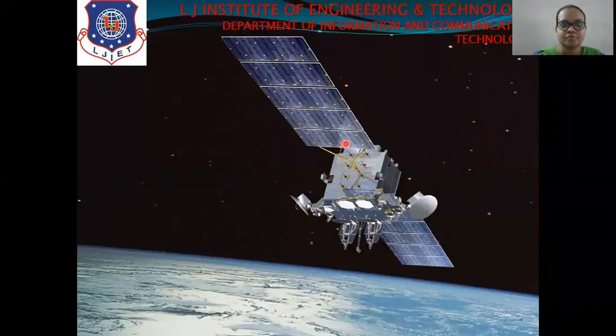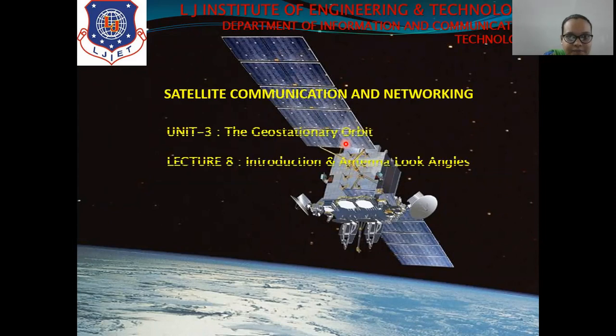Hello everyone. So, in the lecture series of satellite communication and networking, we are going to start with the new unit today, that is unit 3, that is the geostationary orbit. In the last session we completed our second unit, that is orbit and its launching methods, and now we will see in unit 3, that is the geostationary orbits.